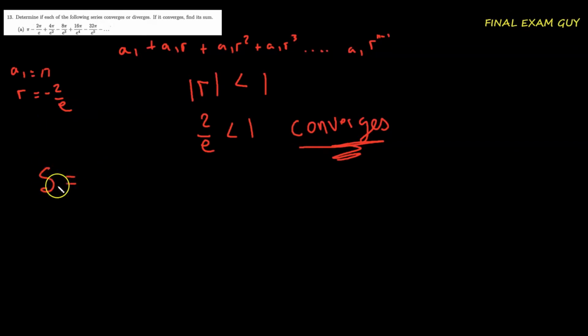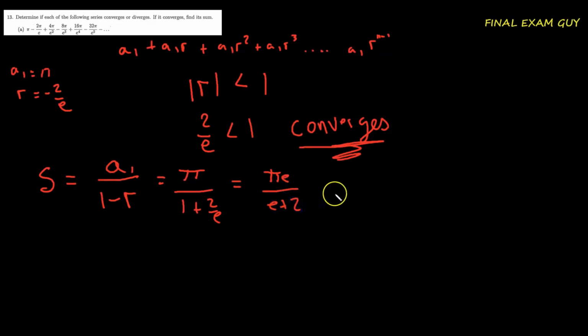You just do S, the sum, equals a over 1 minus r. So a1, so pi over 1 minus negative 2 over e, so 1 plus 2 over e. If I multiply out this e to the denominator and numerator, you get pi times e over e plus 2. So that's where it converges to.